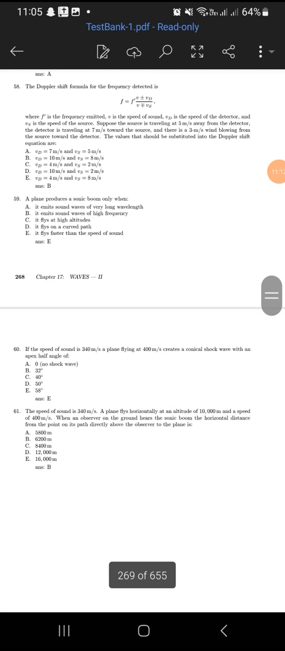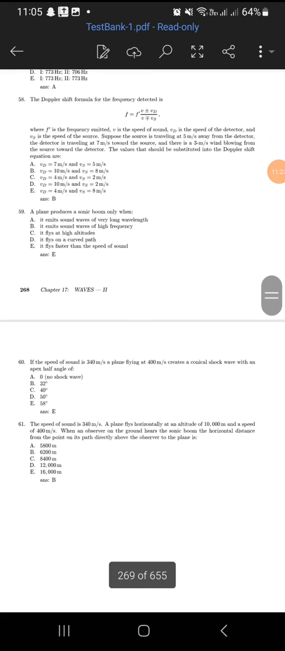The Doppler shift formula gives the frequency detected. So the answer is B. Vt is equal to 10 meters per second, and Vs is equal to 8 meters per second. Same as this one, they just took 2 off.